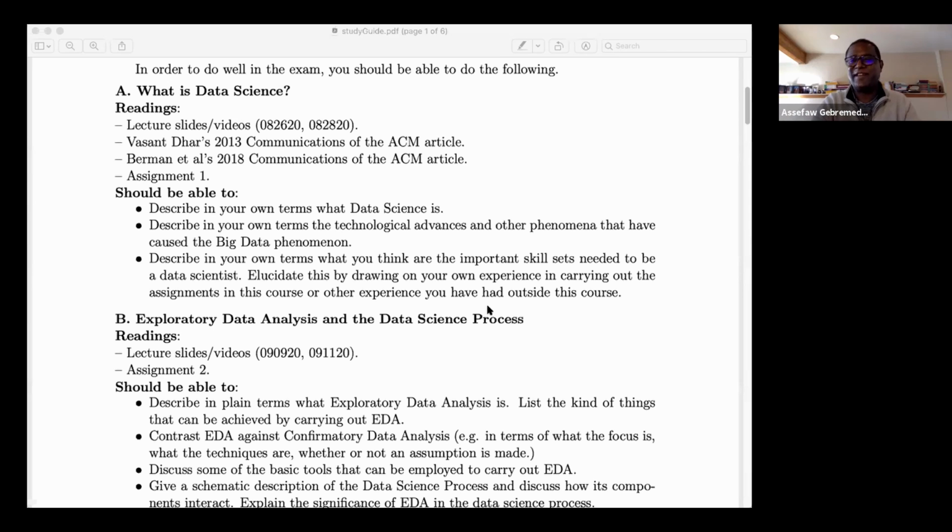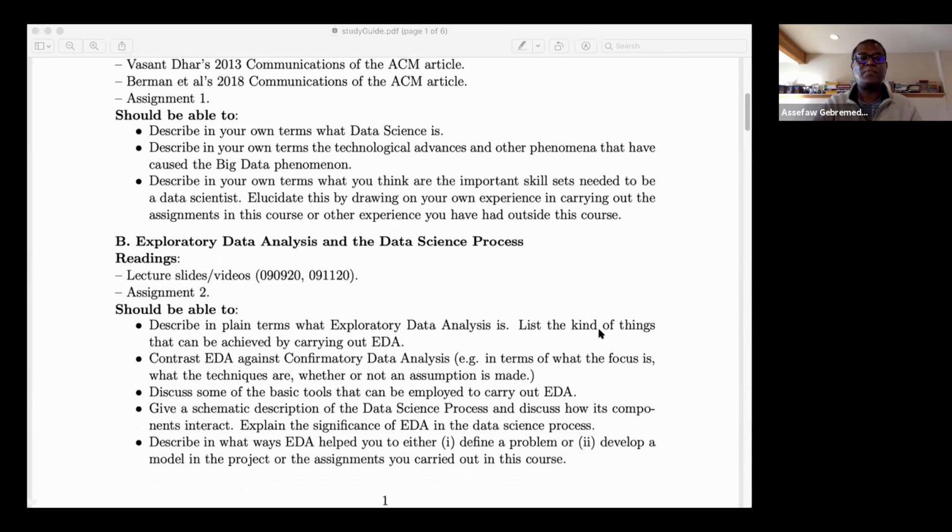This is going to be important. And you will probably start to agree. Some of these things, when we were discussing them, may look a little abstract, and you say, why are you doing this? Why are you doing that? But now you probably have seen enough examples. You've gone through many things. You've worked with your assignments and so on. So you may have a better connection with what is being said. And you may have your thoughts. So elucidate this by drawing on your own experience in carrying out the assignments in this course or other experiences you have had. This is what I expect from topic A, what's data science.